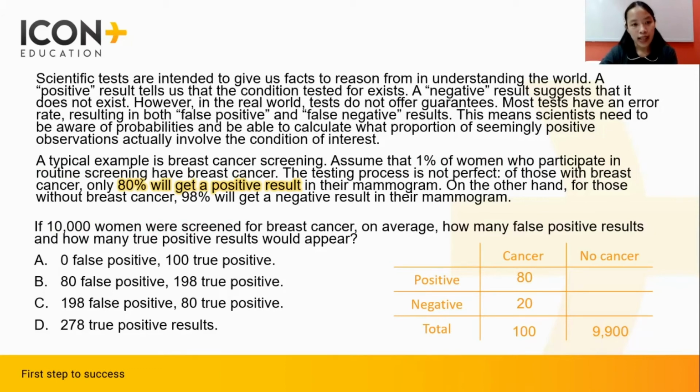In the 9,900 women with no cancer, 98% will test negative, which means that 2% will test positive. This gives us 198 positive results and 9,702 negative results. The question is asking for false positives and true positives. The false positive refers to those who test positive despite not having cancer, so that is 198. True positive refers to those who test positive and do have cancer, which is 80. The correct answer is therefore option C.